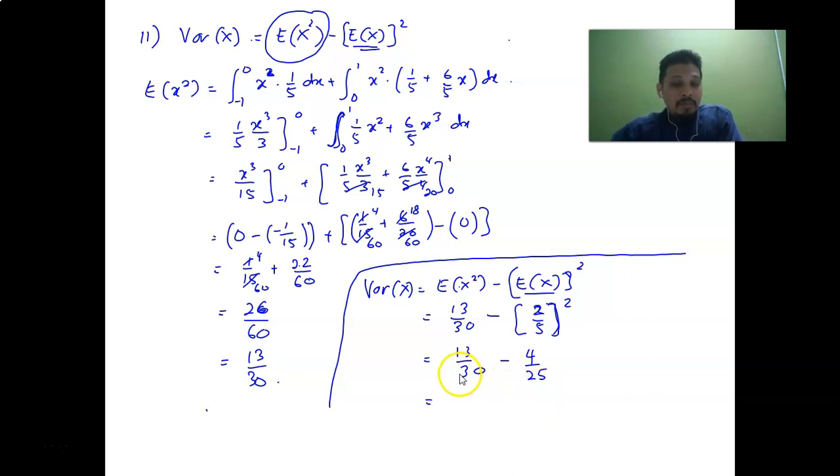30 times 5 equal to 150. 25 times 6 equal to 150. So 30 times 5, so 13 times 5, and minus this one here. Use your calculator, then it gives you 41 divided by 150. Okay, so next one.